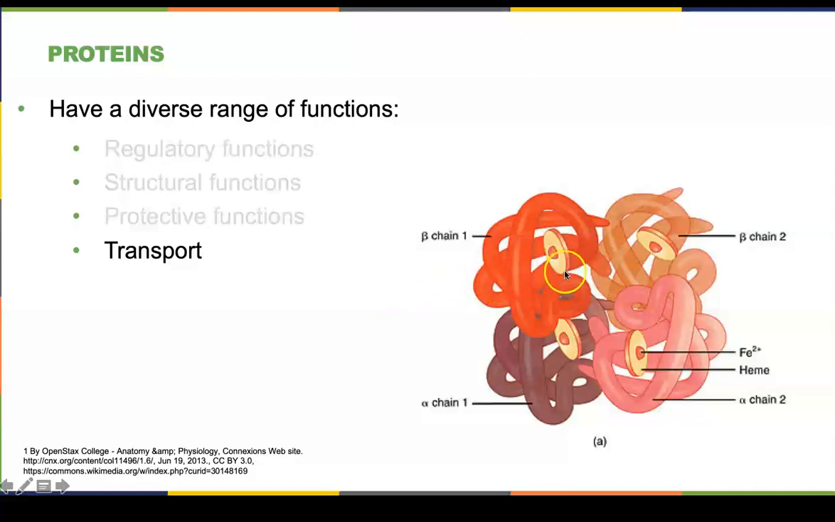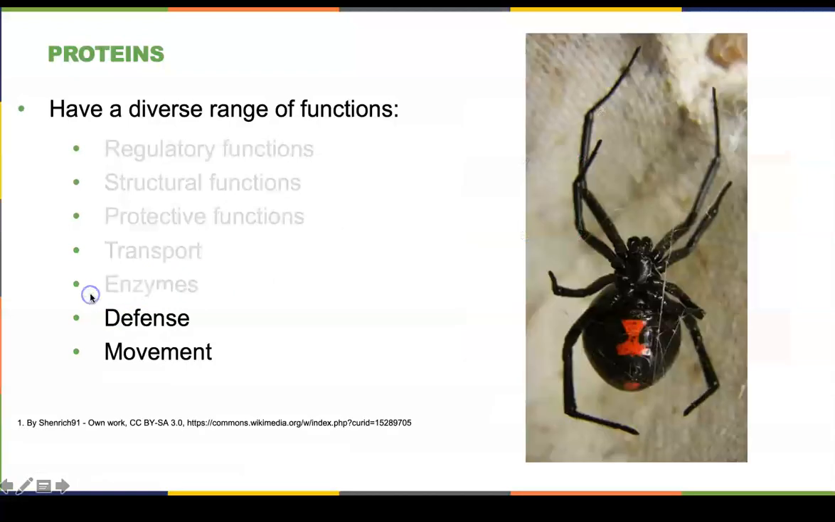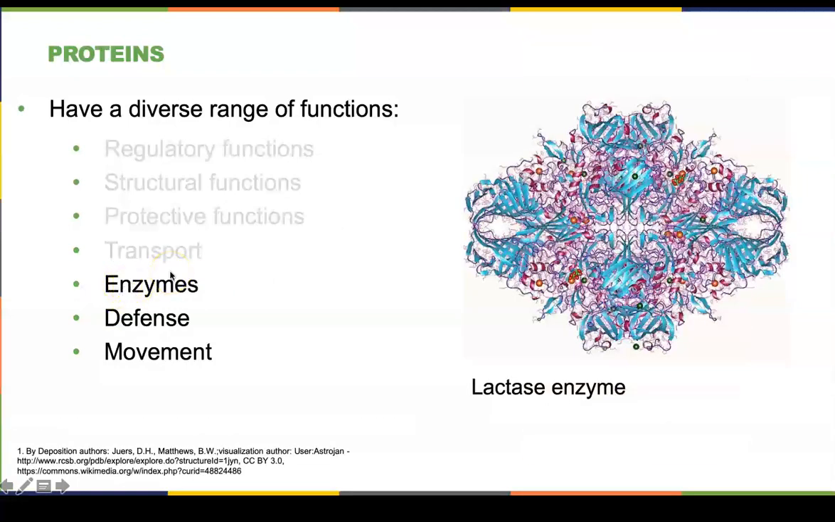For now, I'm going to show you a hemoglobin molecule, which is here. And hemoglobin, of course, carries oxygen in our blood. So I can draw an oxygen on here. And so it transports it from our lungs to cells within the body. Another function is enzymes, and enzymes are typically proteins that accelerate chemical reactions.